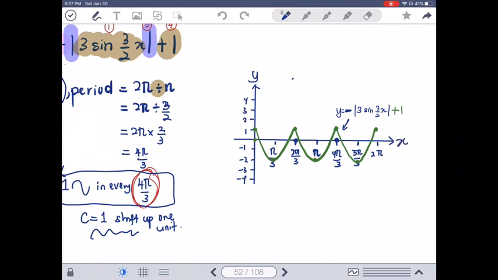Okay, in the next video, I will continue with the cosine, the graph of the cosine function. Thank you.